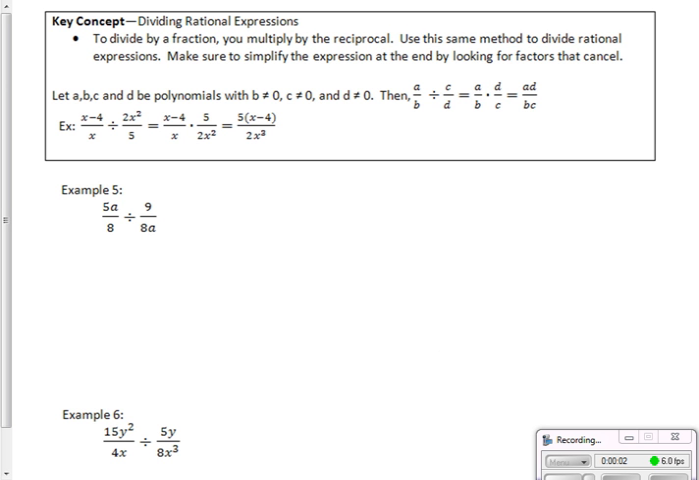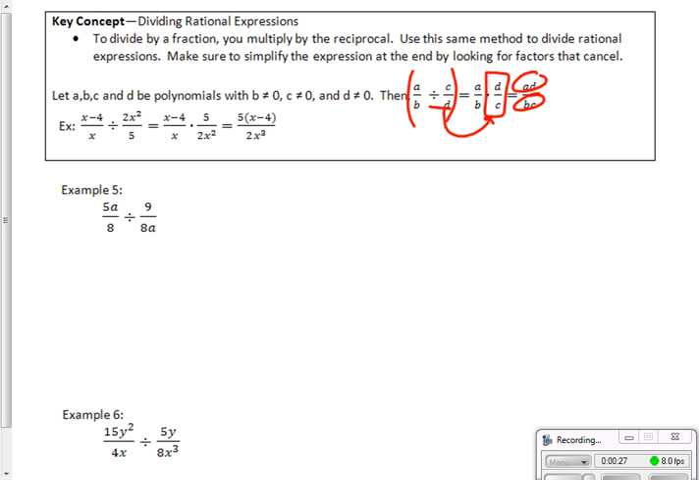Lesson 53 will be dividing rational expressions. Now it's going to be very similar to multiplication of rational expressions. The reason is, if you think about it, when you divide fractions, we don't divide. We multiply by our reciprocal.